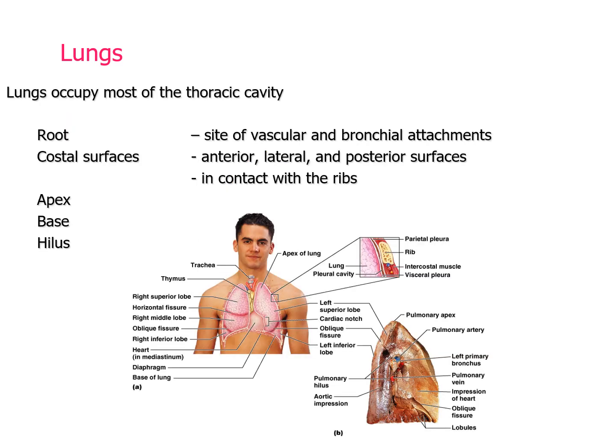What you have is the vascular and bronchial connections going into the lungs. On the left and the right side, they go in at the root. The top of the lungs is called the apex, and the bottom is the base of the lungs.